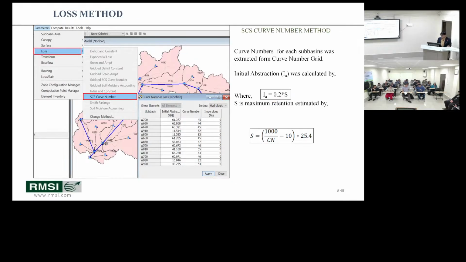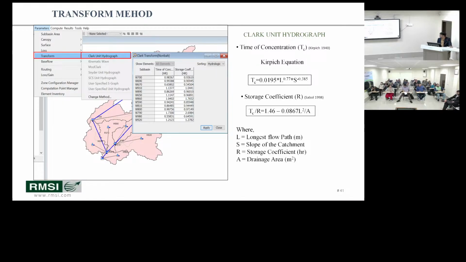After putting all the parameters, these are some methods: initial abstraction, Ia equals 0.2 S, where S is the maximum retention potential. Because you are all engineers, you might have studied the Subramanya hydrology book. In hydrology basic concepts, there are some methods, empirical formulas. The curve number formula is given here. And then Kirpich's formula for estimating the time of concentration.